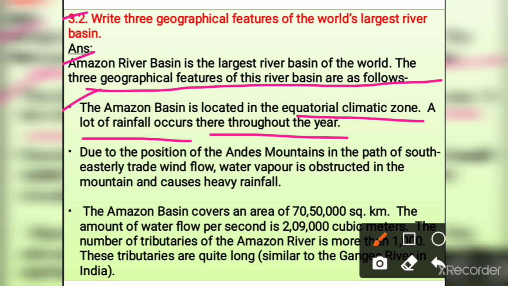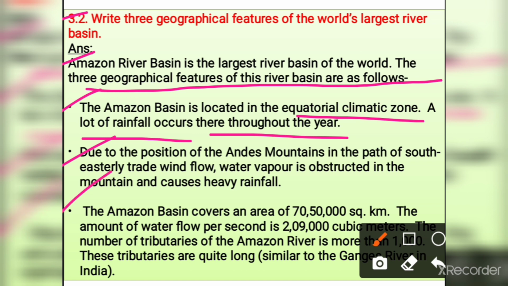rainfall every day. Due to the position of the Andes Mountains in the path of the southeasterly trade wind flow, water vapor is obstructed in the mountain and causes heavy rainfall. So, due to the position of the Andes Mountains, water vapor is obstructed in the mountain and it causes heavy rainfall in that area, or we can say in that basin.